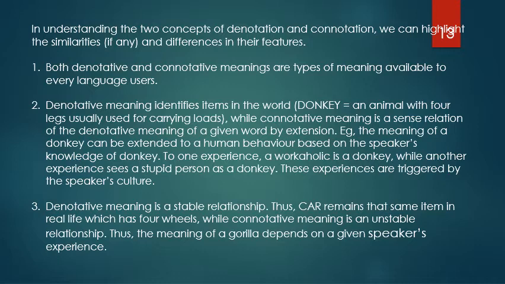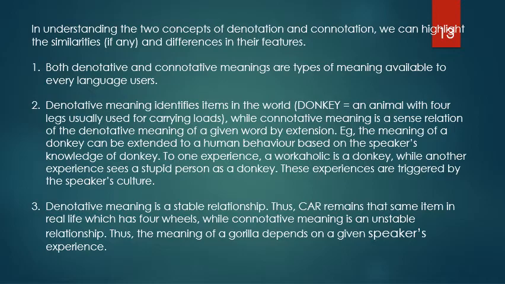Another difference between connotative and denotative meaning is that the meaning in denotation is stable. It's stable in the sense that the word car, for instance, can only be regarded anywhere in the world as car, and it remains a car. While connotatively, a car may denote another meaning based on the experience and perception of a certain group of people or a particular individual. That's based on the speaker's experience.